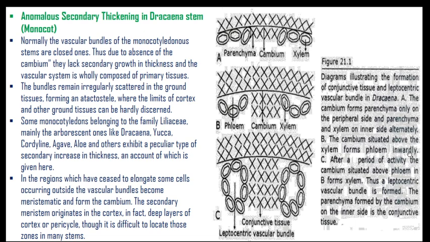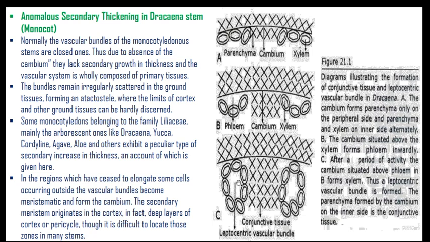that is in an inward position. After a period of activity, the cambium situated above the phloem in B forms a xylem. Thus, a leptocentric vascular bundle is formed. The parenchyma formed by the cambium on the inner side is conjunctive tissue.